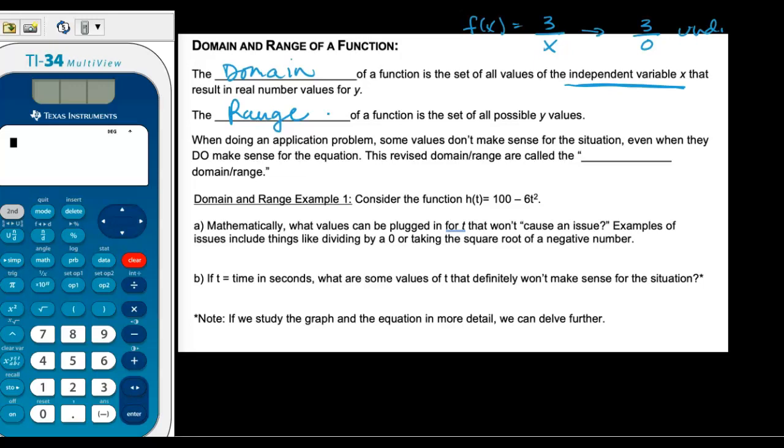When we do application problems, which are real world problems, some values don't make sense for the situation, even when they do make sense for the equation. So this revised domain and range are called the plausible domain and range. That just means the domain and range that makes sense for the problem.